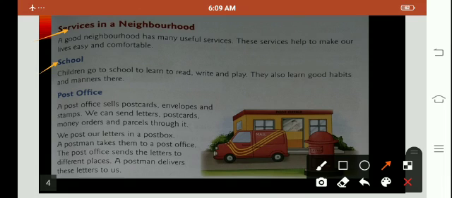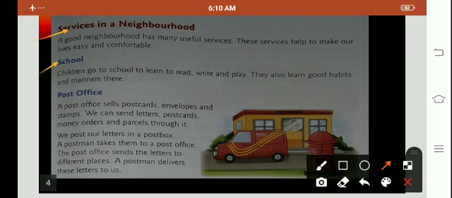Children go to school to learn, to read, write, and play. They also learn good habits and manners there. So, the first place which we are going to learn about is the school. We know that children go to school, we learn, write, read, play, sing, dance, and do many other activities in the school. We learn good habits and good manners in the school.